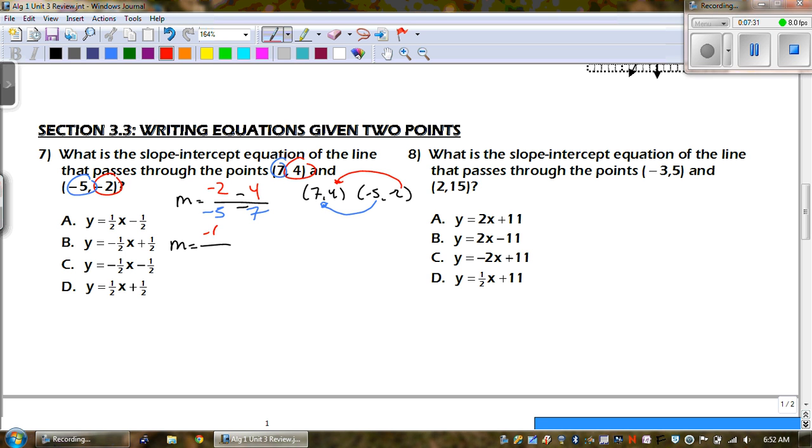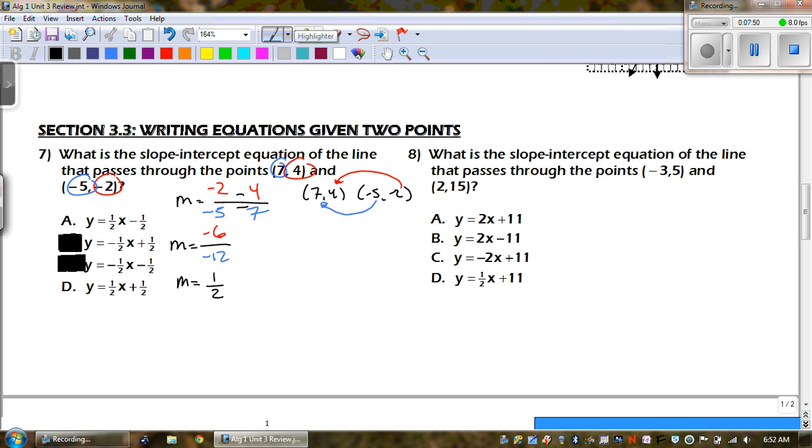So when we solve this, negative 2 minus 4 is negative 6. Negative 5 minus 7 is negative 12. When we reduce that, we get positive 1/2. So that means I can get rid of B, and I can get rid of C.